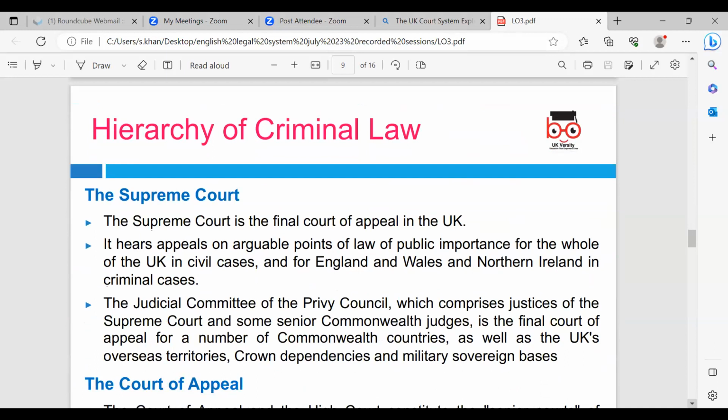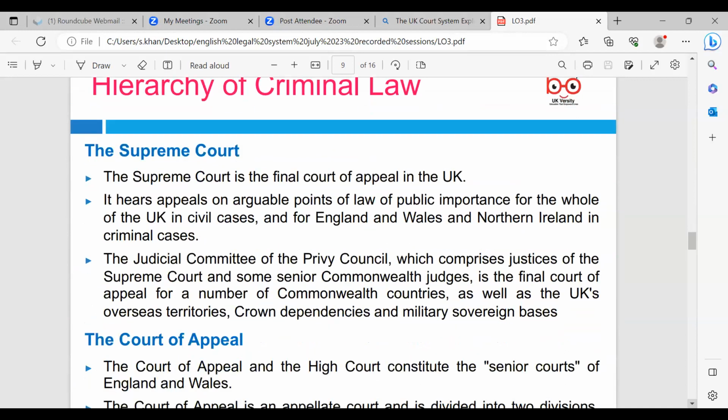So the hierarchy of criminal law. We looked at the civil side, now we're looking at the criminal side. The Supreme Court is the final court of appeal in the UK. It hears appeals on arguably points of law of public importance for the whole of the UK in civil cases and for England and Wales and Northern Ireland in criminal cases. The Judicial Committee of the Privy Council, which comprises justices of the Supreme Court and some senior Commonwealth judges, is the final court of appeal for a number of Commonwealth countries, as well as the UK's overseas territories, crown dependencies and military sovereign bases.